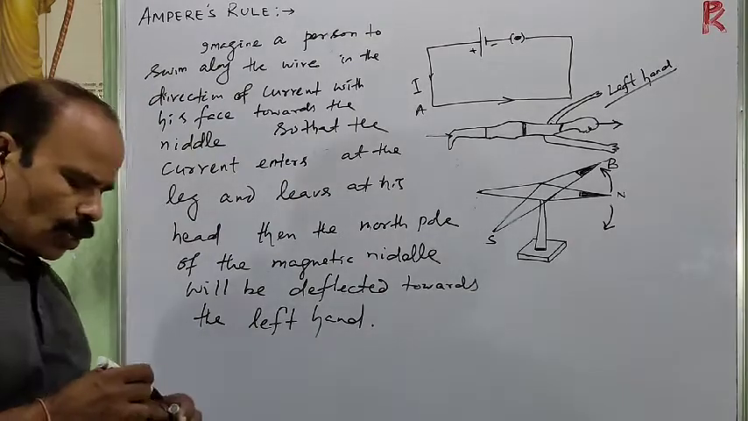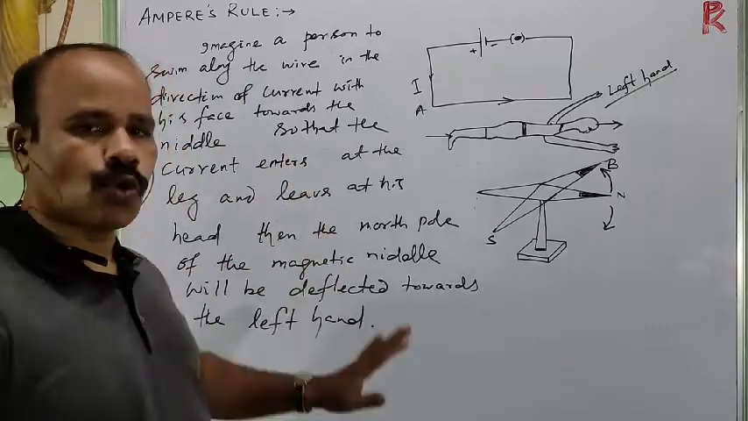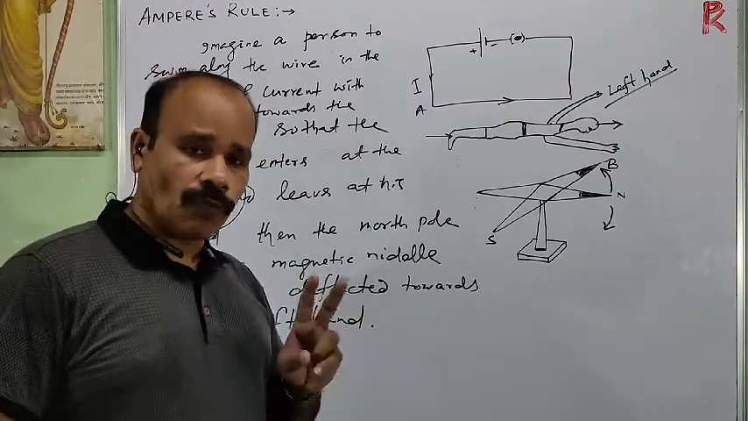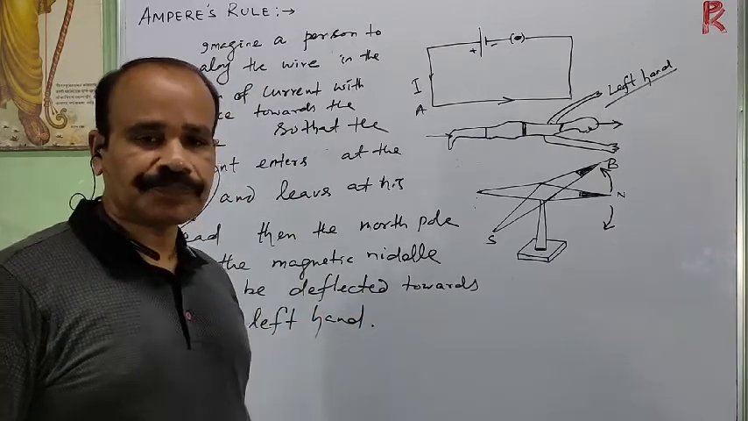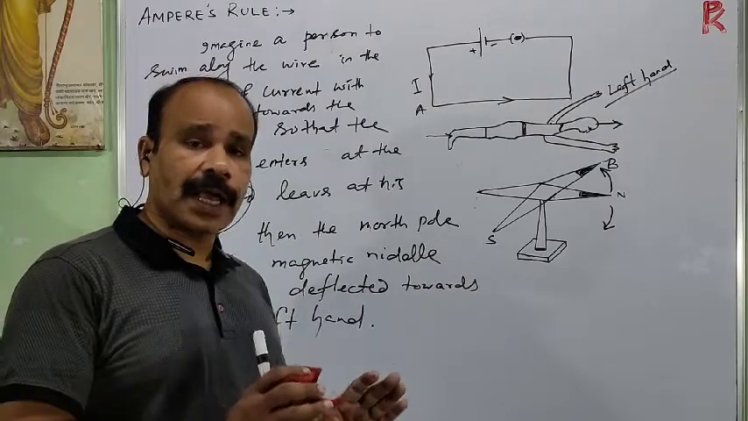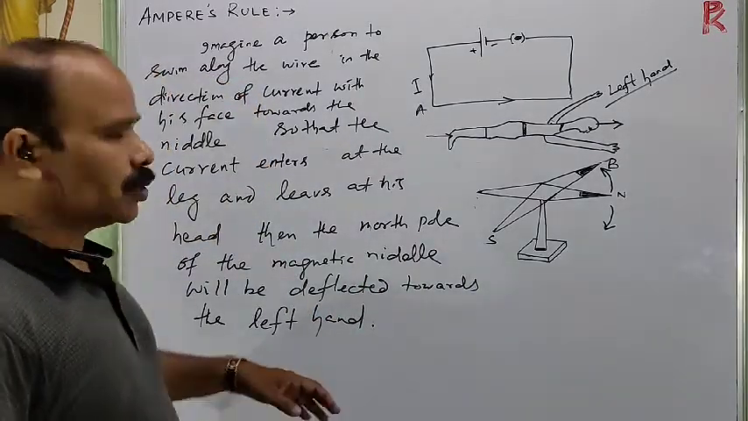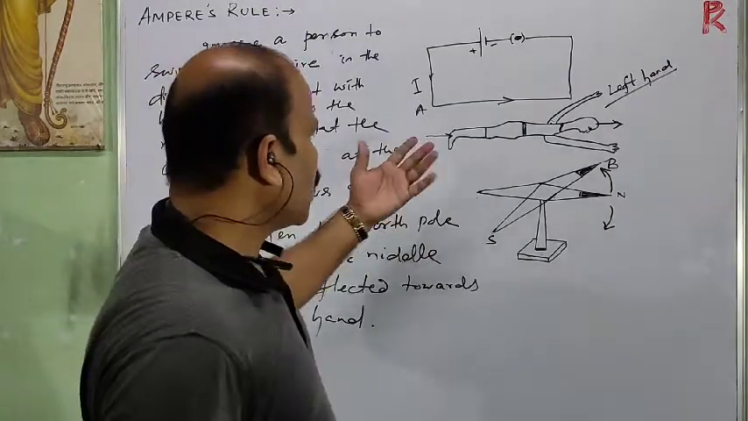Very simple rule. Actually, what the SNOW rule says, this Ampere's rule also says the same. Actually these two rules are used to find out the direction of deflection of the magnetic needle when it is placed near a current carrying conductor. Okay, so the method is different but the aim is one. So, to find out the direction.